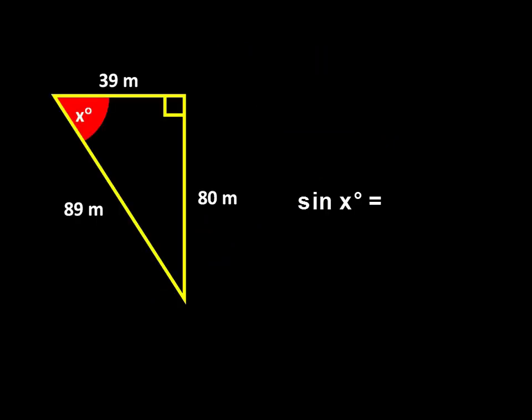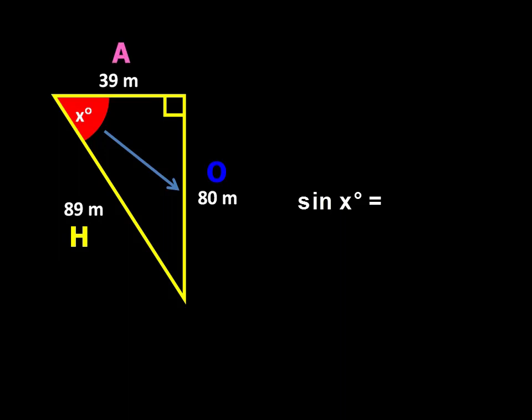In this question, we want sine x. Before we find sine x, we must label the sides. The longest side is 89, and we know it's called the hypotenuse, so we write letter h. If we go opposite angle x, we will get 80, so 80 is the opposite. We use letter O. So the last one is going to be adjacent.